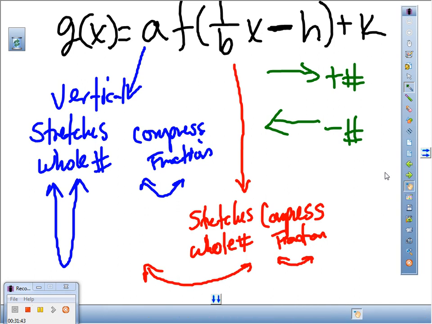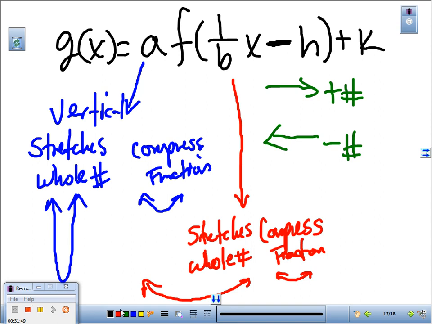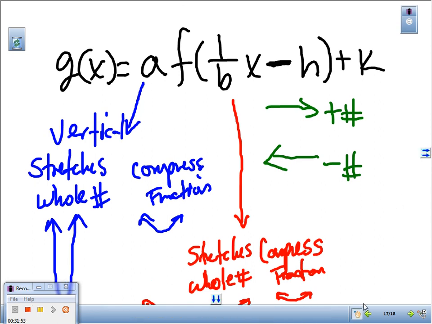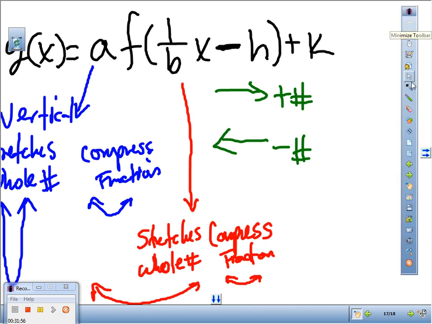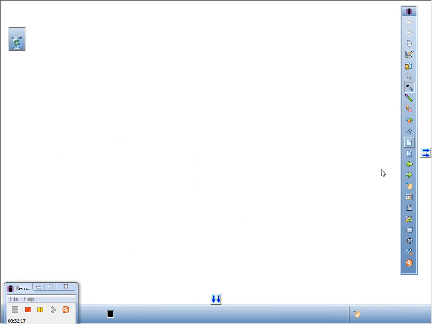And last but not least, the K. Tell your neighbor what it does and how it does it, please. Yeah, it moves either up when it's a positive number or down when it's a negative number. Okay? All right. And last, before we move on to do some of those transformations, here it goes.